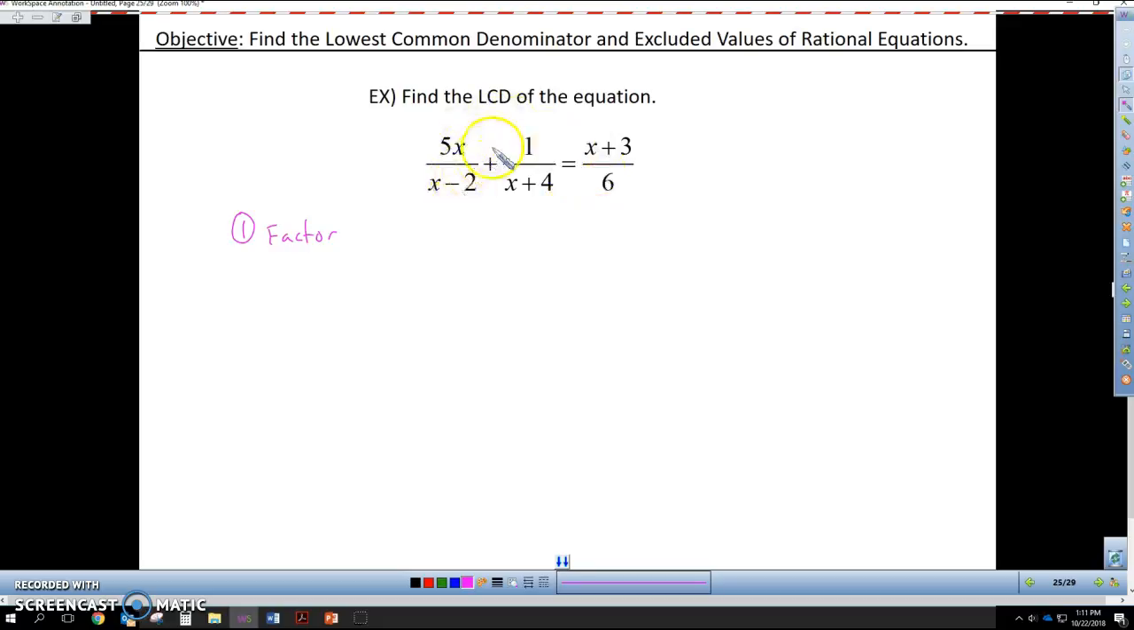In this case, I have no trinomials. I have no quadratic binomials. So this is already completely factored. So the second thing that I'm going to do is I'm going to find my LCD. And the way you do that is you identify shared factors.